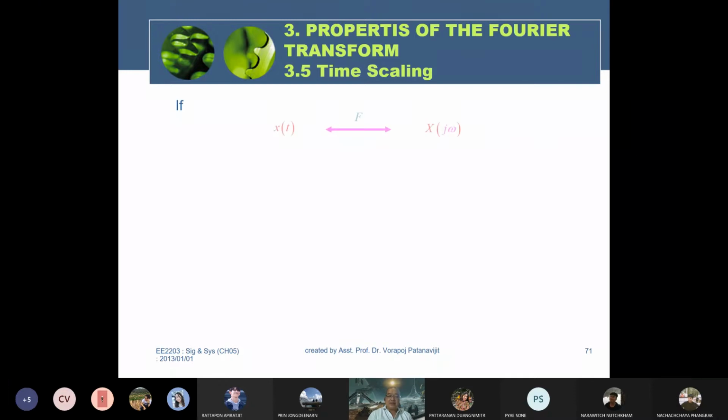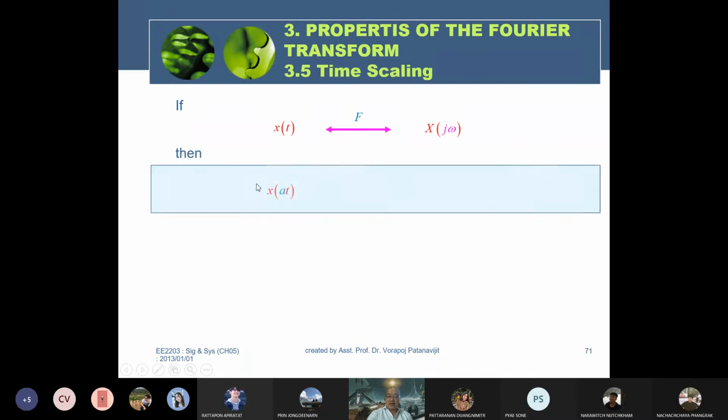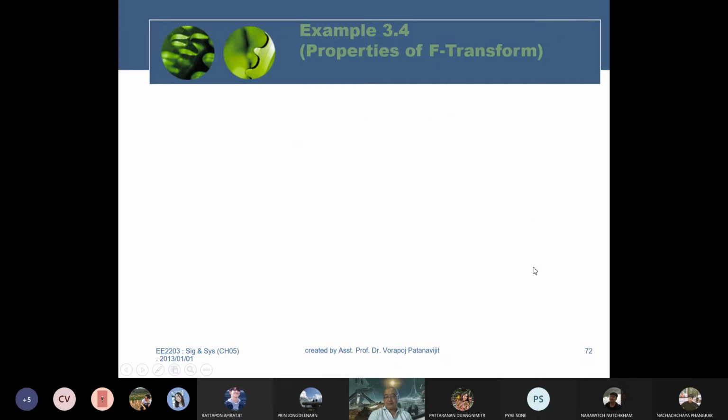Next one is time scaling. Time scaling is here. If you know the Fourier transform of x(t), and you would like to find the time scaling of them, time scaling means you scale the frequency by a. Every omega you divide by a, and the overall magnitude you normalize by the absolute value of a.